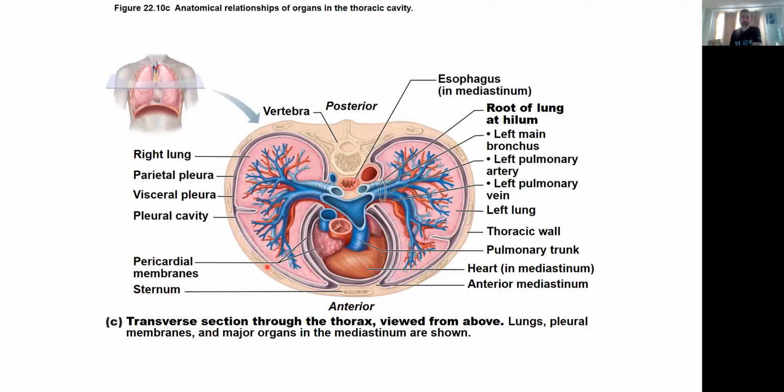So here again, back to the same old picture, and now this sort of light colored bit that we're seeing here. Here we have the parietal pleura on the outside, the visceral pleura here on the inside, the pleural cavity in between, filled with pleural fluid.